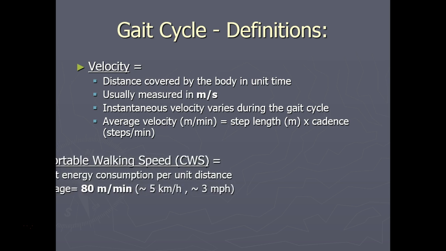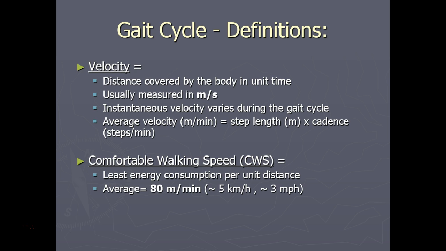And then last but not least, we have this thing called the comfortable walking speed. An efficient gait pattern requires the least amount of energy expenditure. So ideally, you want that patient to choose what we call a comfortable walking speed. This comfortable walking speed is what requires the least amount of energy expenditure per unit distance. For the most part, the average comfortable walking speed is about 80 meters per minute. And so you can equate that to about 3 miles per hour if you want to translate that into something more understandable.